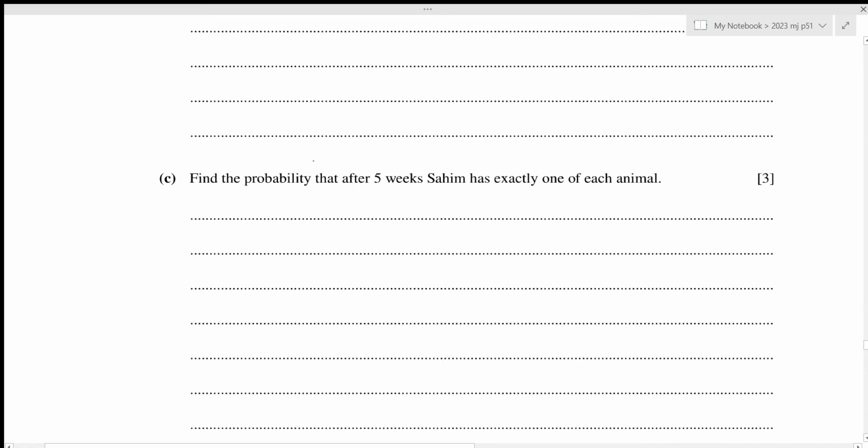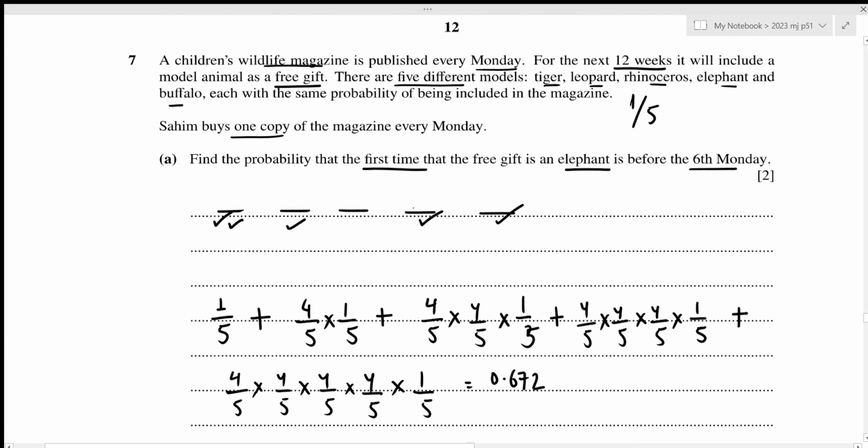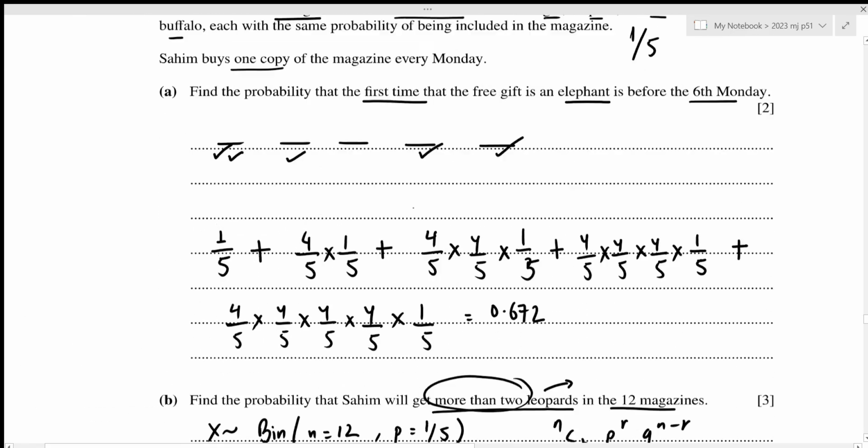For the third part, we need to find the probability that after 5 weeks, Sahim has exactly one of each animal. So we had tiger, elephant, rhinoceros. We also had a leopard. What was the fifth one? We had buffalo.